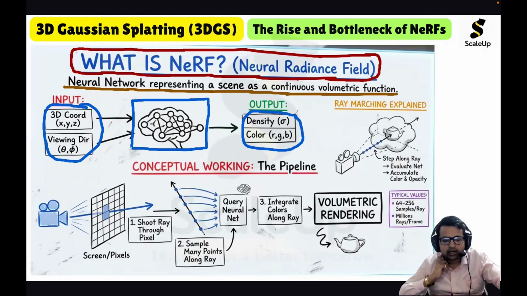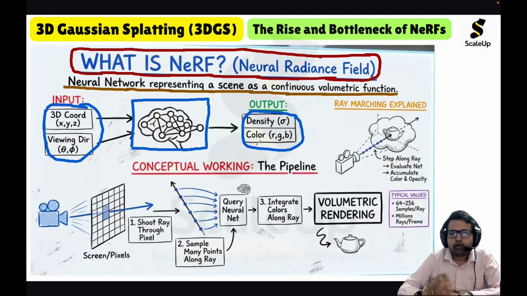That is the idea. So the input is 5 dimensional. Here the input is 5 dimensional, that is x, y, z, and theta and phi. The x, y, z is the spatial location, and theta and phi is the viewing direction. And the output is 4 dimensional, that is the color, that is RGB, and the volume density, that is sigma.